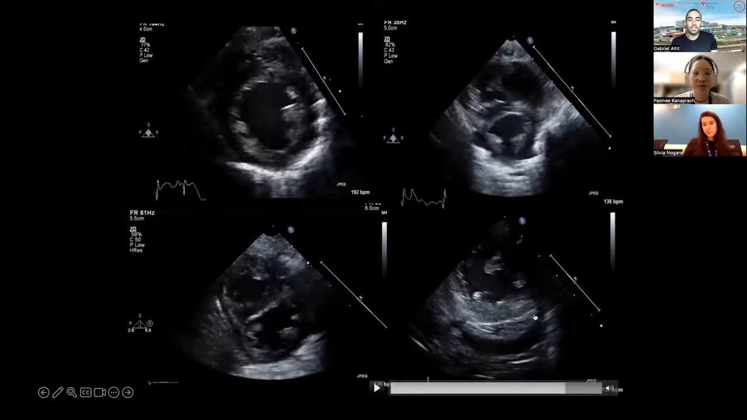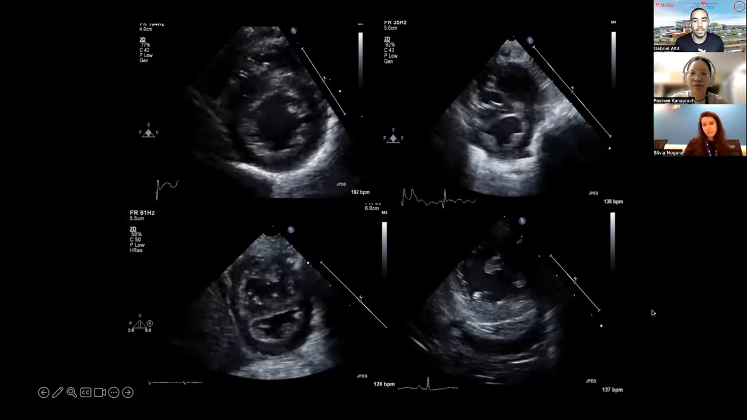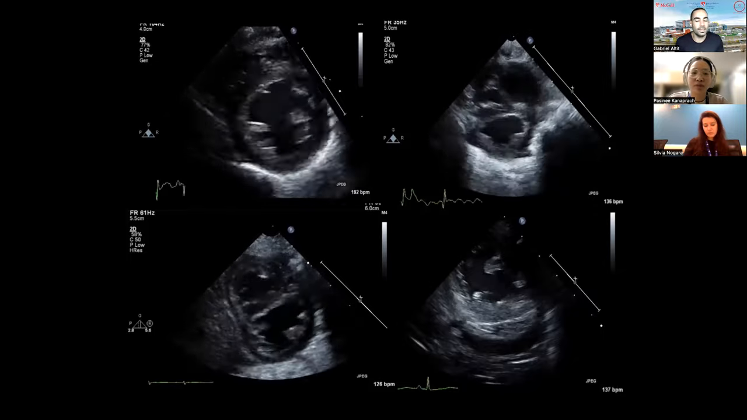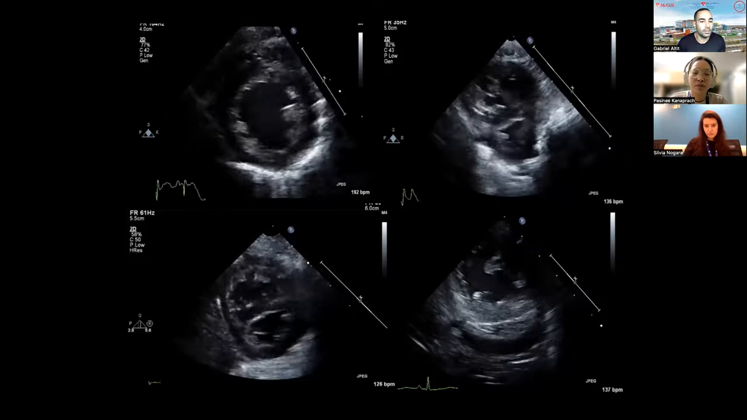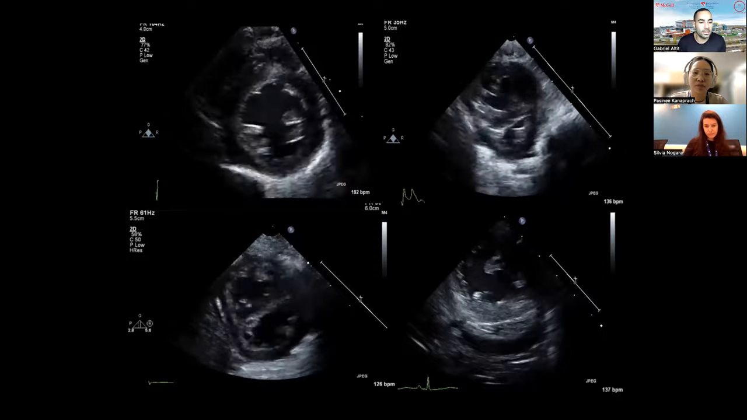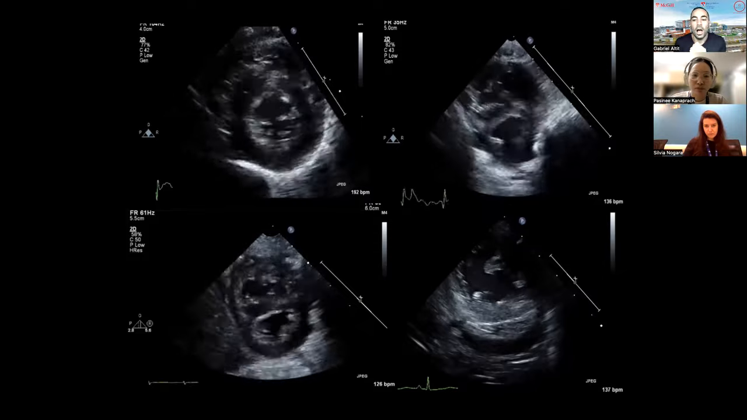Yep. So it's important when you assess for signs of pulmonary hypertension or RV-LV interdependency. And one of the worst signs that you can see in babies or kids with pulmonary hypertension is when they start developing pericardial effusion. That's a very obvious sign that things are going very, very badly. Okay.